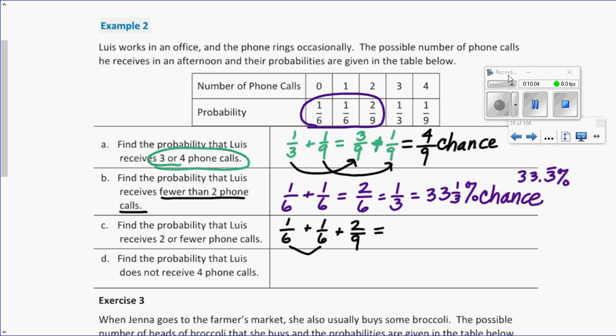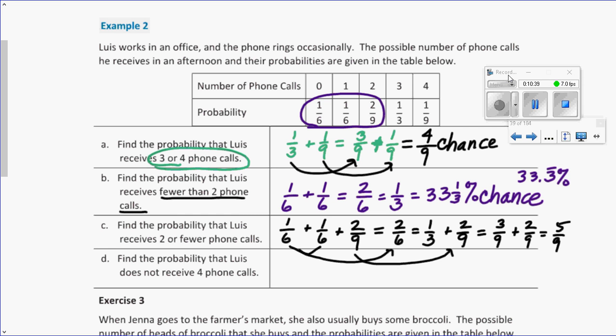I'm going to add the 1/6 and the 1/6, which is 2/6, which is 1/3. And now I'm going to add 2/9 to that. The reason I like that is because I'm going to actually draw an arrow so you know the 1/6 plus 1/6 was right here. And then I just carried the 2/9 over. Okay, so 1/3 plus 2/9 is equal to 3/9. Remember 1/3, we already changed that earlier. So 3/9 plus 2/9. And that's 5/9.